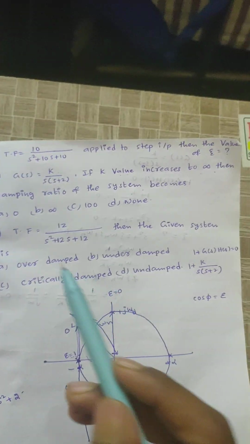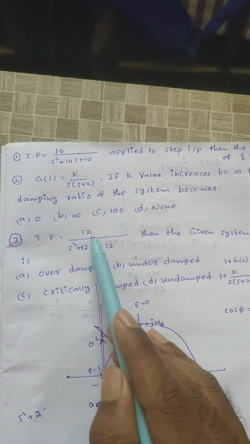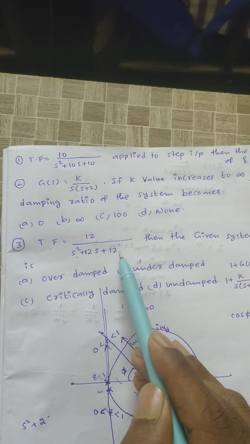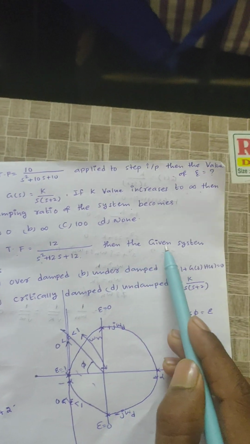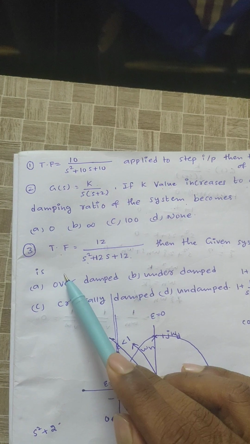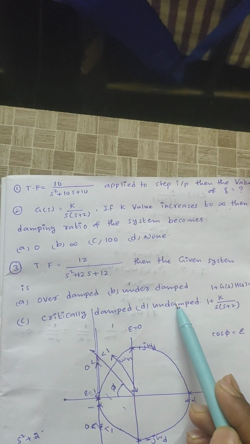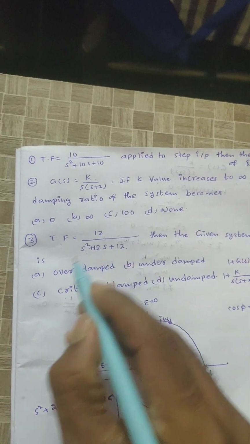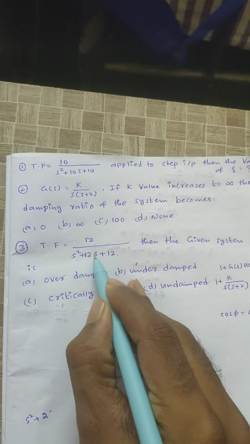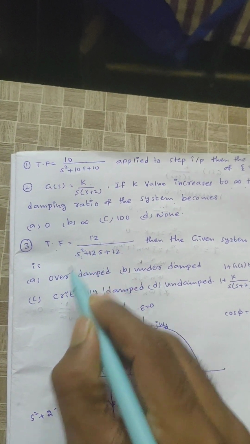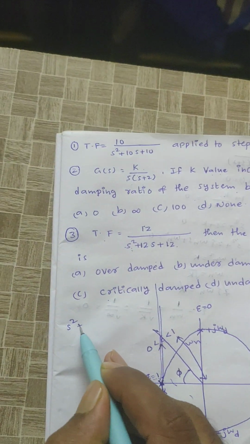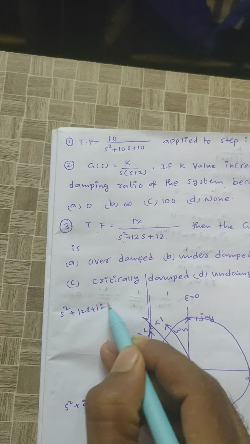Next, transfer function is equal to 12 by (s square plus 12s plus 12), right? Then the given system is: overdamped, underdamped, critically damped, or undamped, right? You can compare with the standard equation again, G of s by 1 plus G of s into H of s, right? That means s square plus 12s plus 12 equals 0.